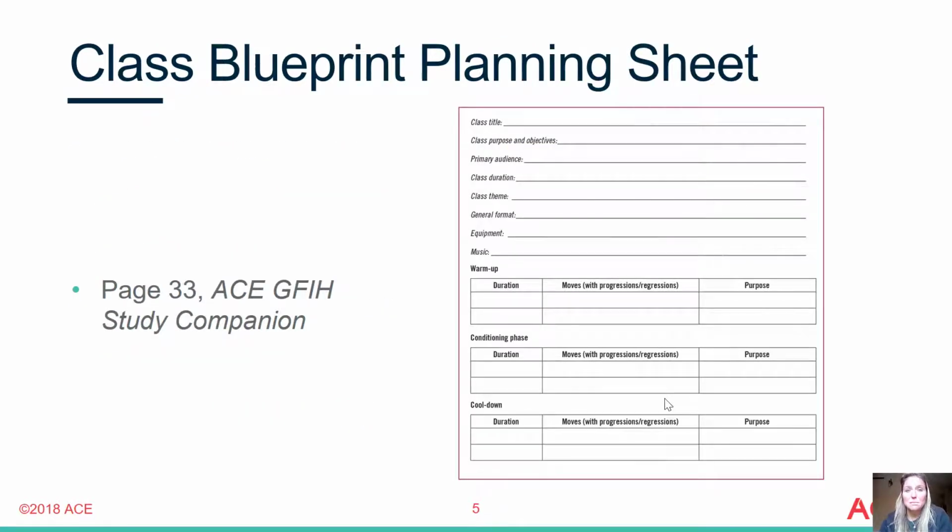Next, you can see your class blueprint planning sheet. This is what we are going to be using to design our own class. At the end of the semester, each of you will be teaching a 1-hour group fitness class, and this is what your lesson plan is going to look like. This is often seen as a cheat sheet. A class blueprint helps the group fitness instructor prepare for, plan, and practice the core components of the class, applying the most up-to-date evidence-based information to ensure safe and effective movement experiences for our participants.